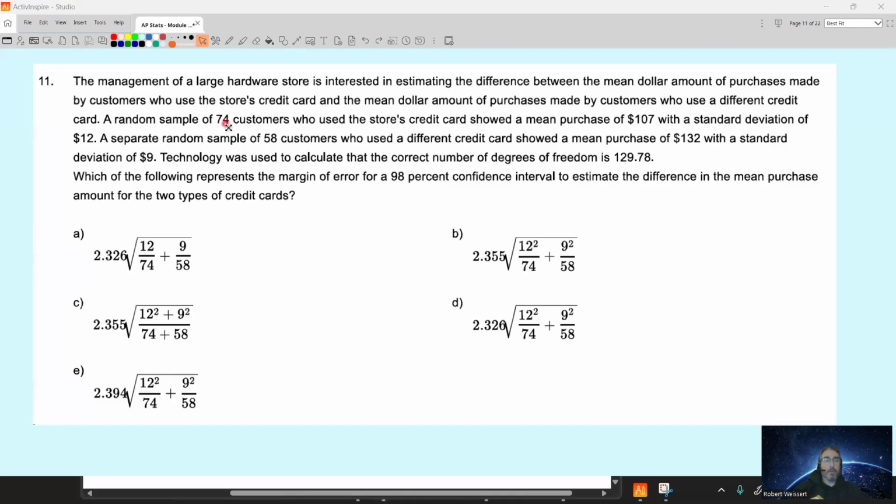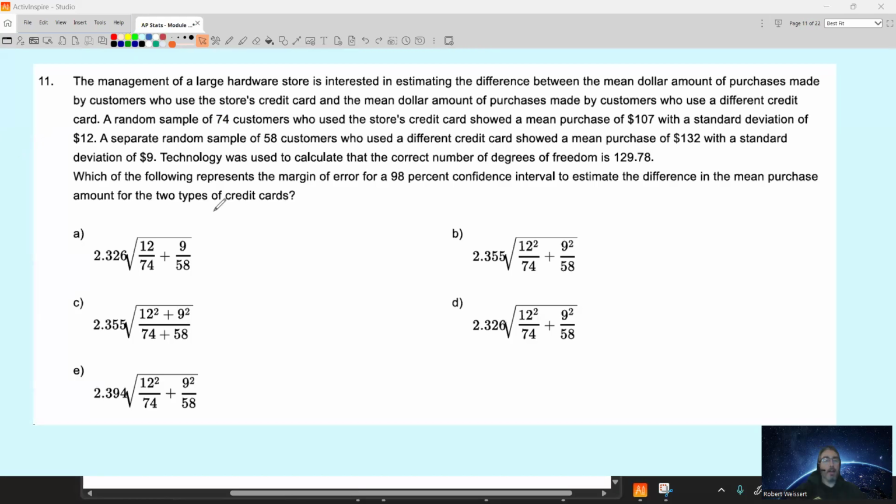A random sample of 74 customers who used the store's credit card showed a mean purchase of $107 with a standard deviation of $12. A separate random sample of 58 customers who used a different credit card showed a mean purchase of $132 with a standard deviation of $9. Technology was used to calculate that the correct number of degrees of freedom was 129.78. Which of the following represents the margin of error for a 98% confidence interval to estimate the difference in the mean purchase amount for the two types of credit cards?